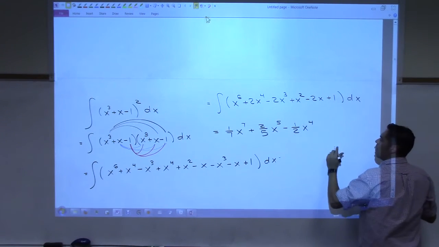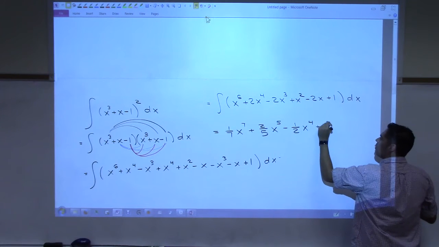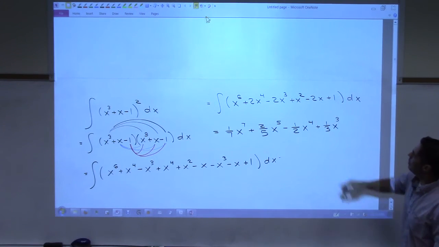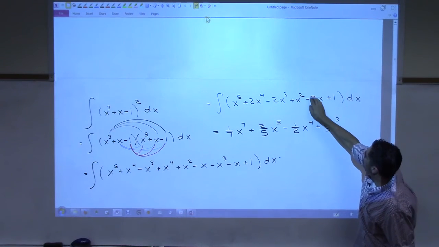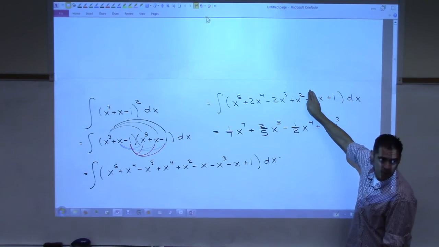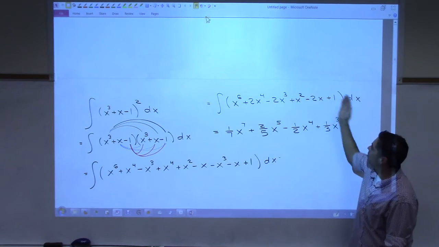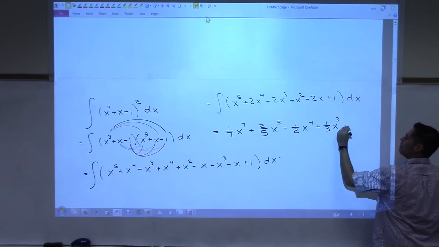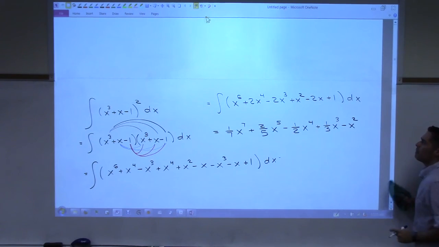Antiderivative of x squared. 1/3 x cubed. Antiderivative, ooh, okay, cover up the negative. What's the antiderivative of x? 1/2 x squared, right? 1/2 x squared, but then you have to multiply it by negative 2. So just minus x squared?